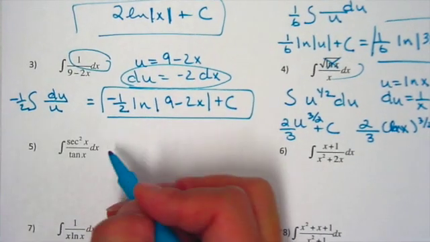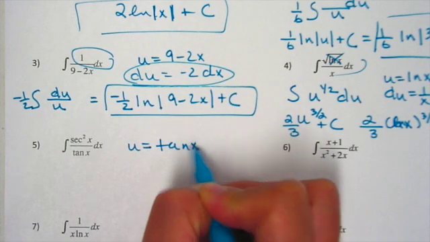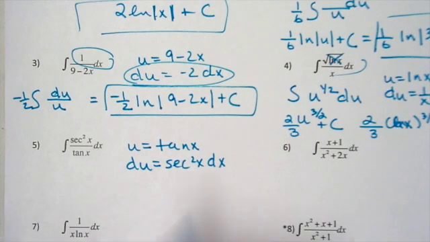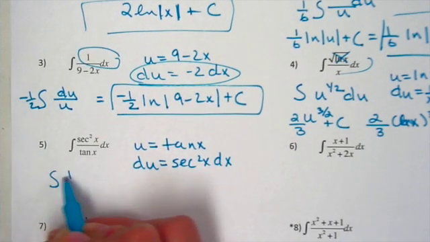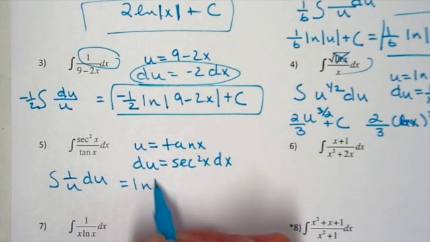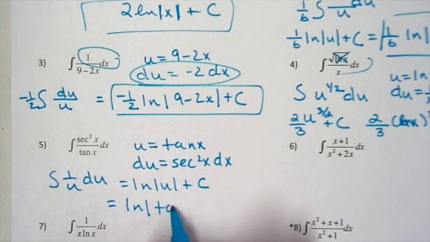Okay. Number 5. This is where your trig derivative info is useful. The derivative of the tangent is secant squared. So if you recognize that, you know the bottom's my u, my top's my du. This is just 1 over u du. I'm not missing anything, which is natural log of u plus c, which would be natural log of tangent of x plus c.